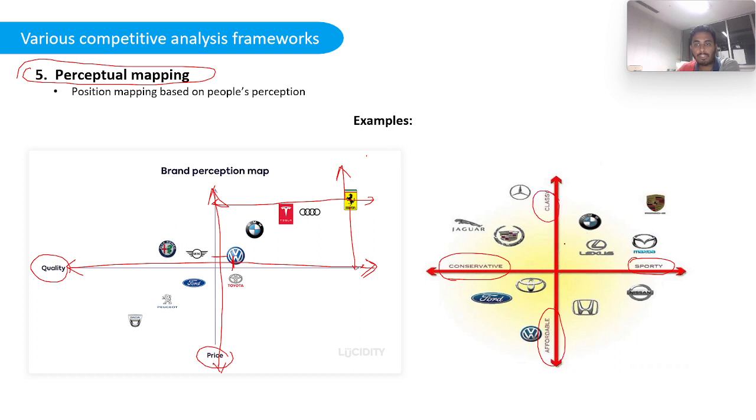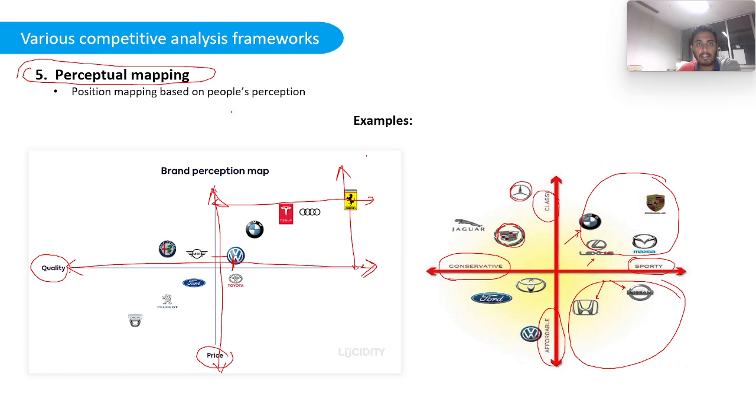Now, when you position, you will see which particular segment you want to actually enter. And these are all based on people's perception, people's reviews. When you do this kind of perceptual mapping, you generally conduct surveys where you collect information to map the companies or the products across such a coordinate system.